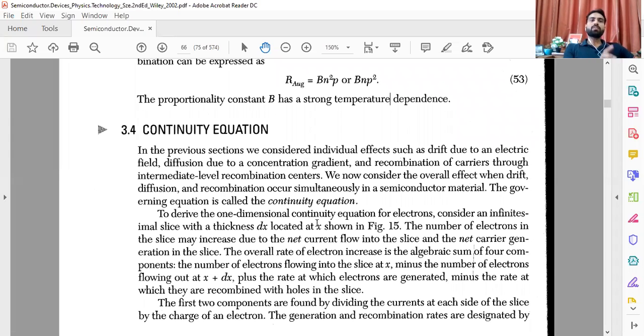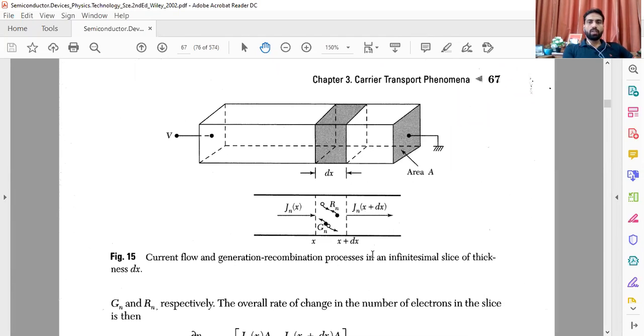So now the question comes, if somebody asks what is continuity equation? So continuity equation is nothing but a mathematical model which expresses all the three effects in a semiconductor. What are these effects? The effect is drift, the effect is diffusion, the effect is recombination. तो तीनों इफेक्ट्स को बताती है वो आपकी कंटिन्यूटी इक्वेशन होती है. To derive the one-dimensional continuity equation for electrons, consider an infinitesimal slice with a thickness dx located at x, shown in figure 15. So coming up this figure 15.